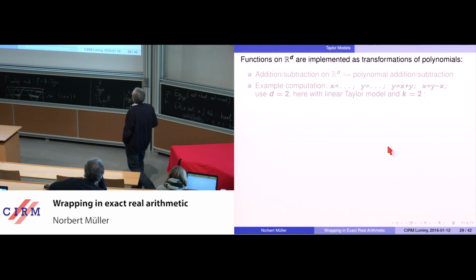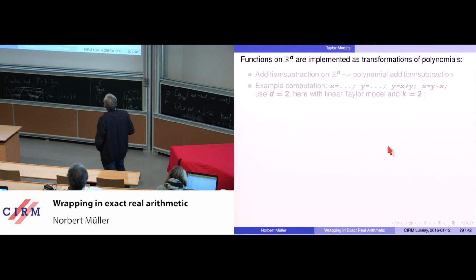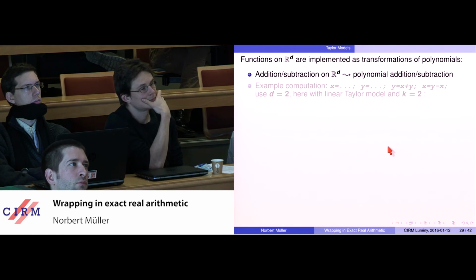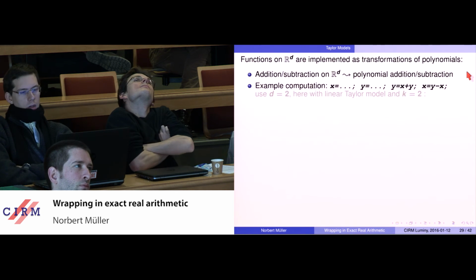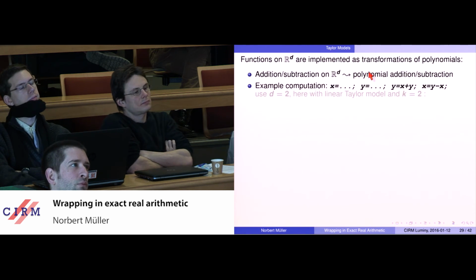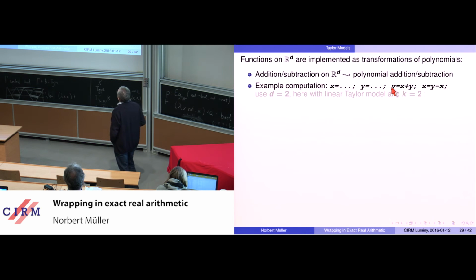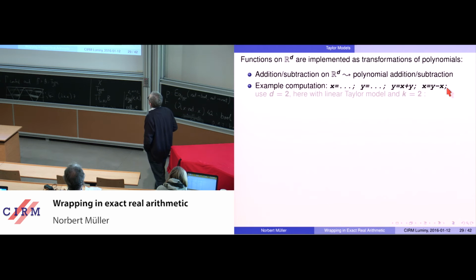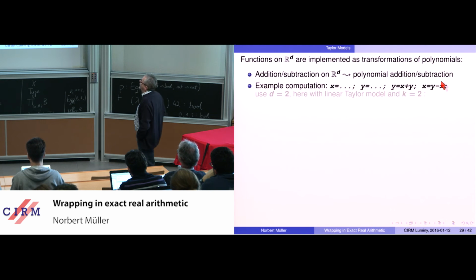If we compute with them, essentially we have to transform polynomials. We have to apply transformations to polynomials. So, for example, if we want to add or subtract numbers, it would be a polynomial addition or subtraction, and I want to show you the result here in a simple example to see how this overestimation will arise. So suppose we have some x, we have some y, we compute the sum, and then we subtract again. If we compute x plus y, and we subtract x from the sum, it should be y again at the end. Okay, let's do this.